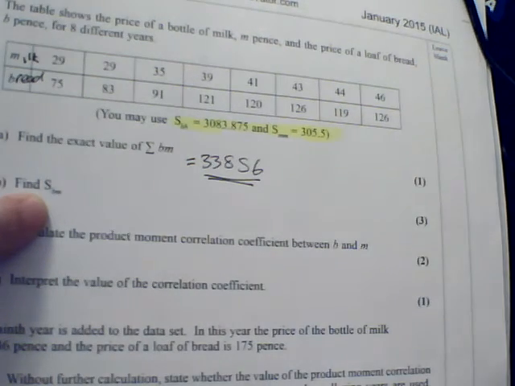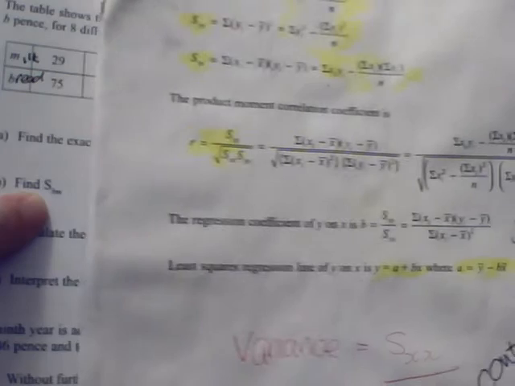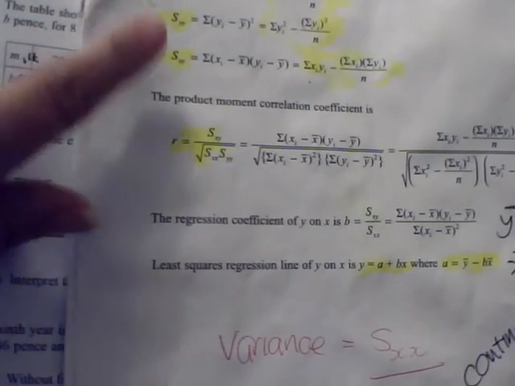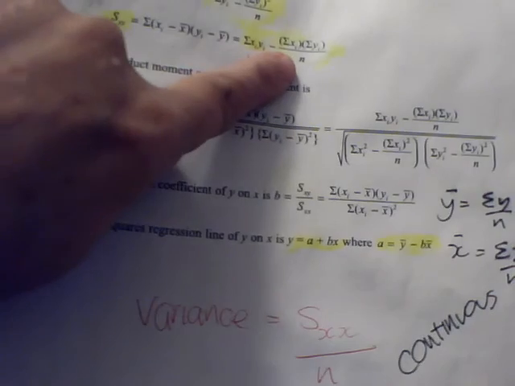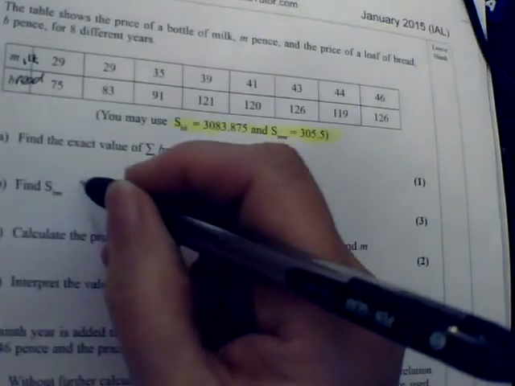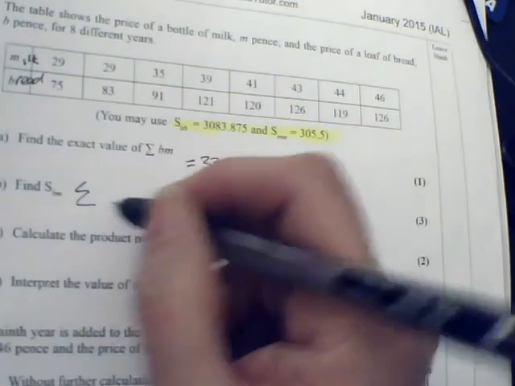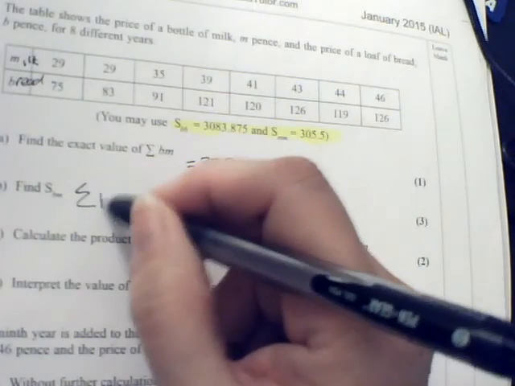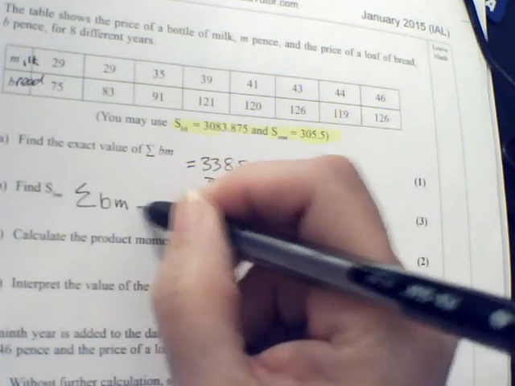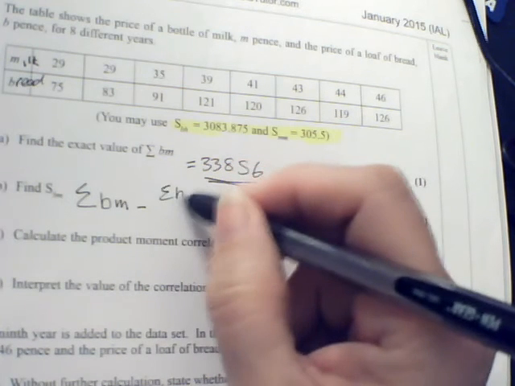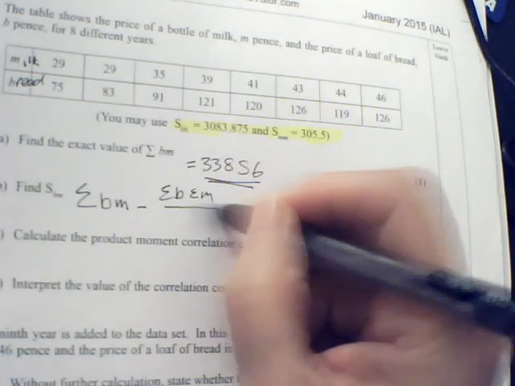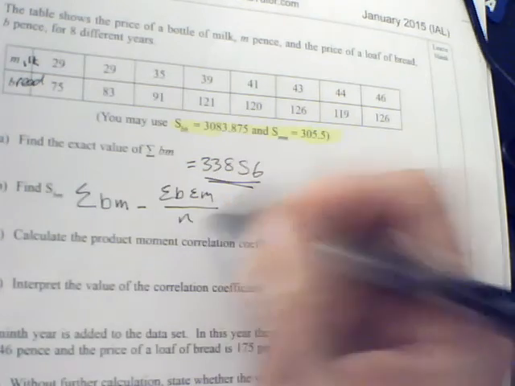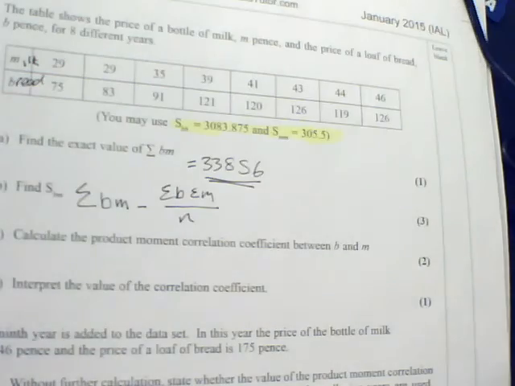Now we're going to find the S of BM, and that's probably why we needed that. So let's go to our formula sheet, and S of BM is here. Sum of BM take away sum of B times sum of M, divided by N. Let me write it down. Okay, it's all there in your formula sheet.